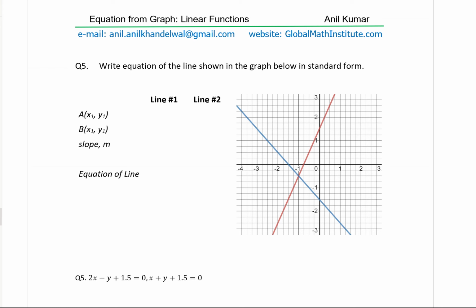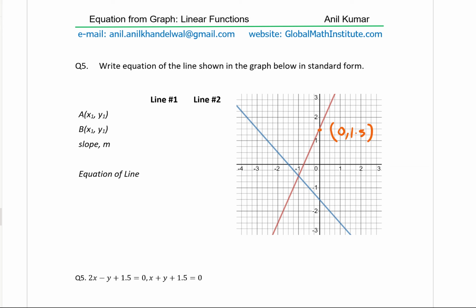Now in this case again, we have 2 different lines. It is a question for you to try. So I'd like you to pause the video, copy this question, answer, and then look into my suggestions. So we have to first identify 2 points on our line. So one of the points is here, which is 0, 1.5.